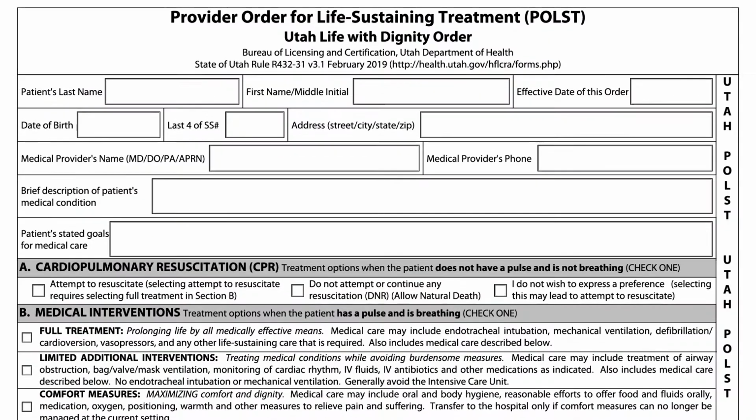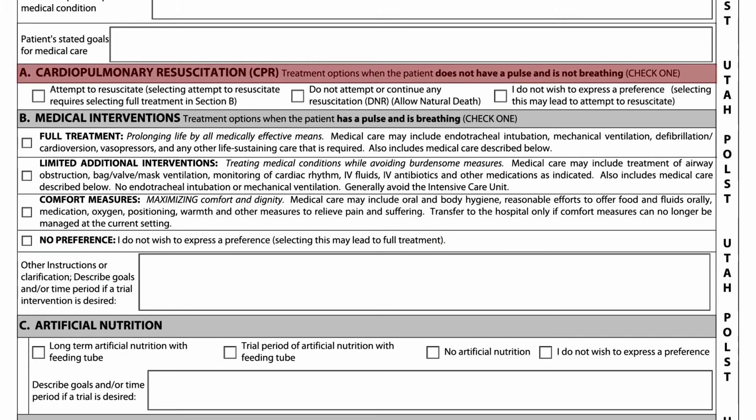The next section is Section A. This helps to outline if a patient wants CPR or they don't. The important thing to understand is what is CPR and when would they need it. The POLST form in Section A is very specific. It says if the patient does not have a pulse and they are not breathing, check one of these.